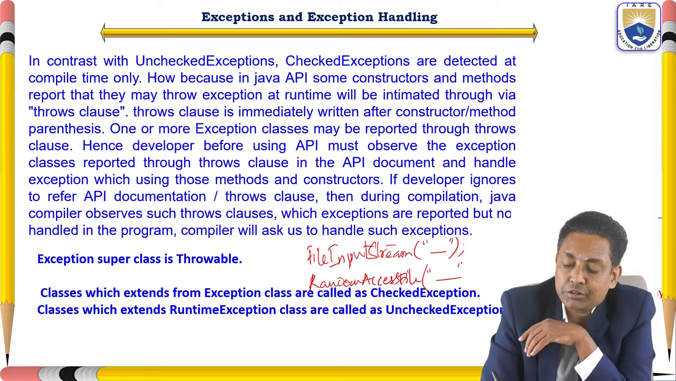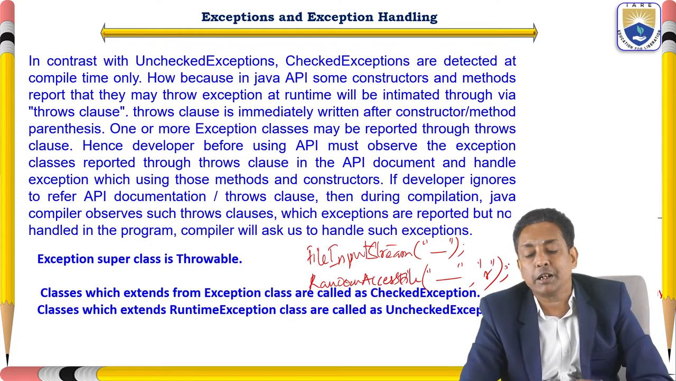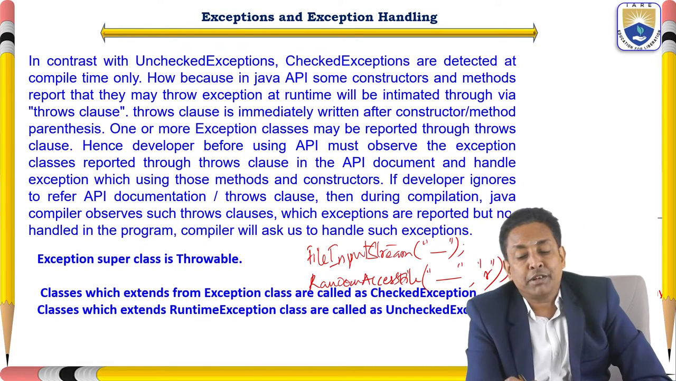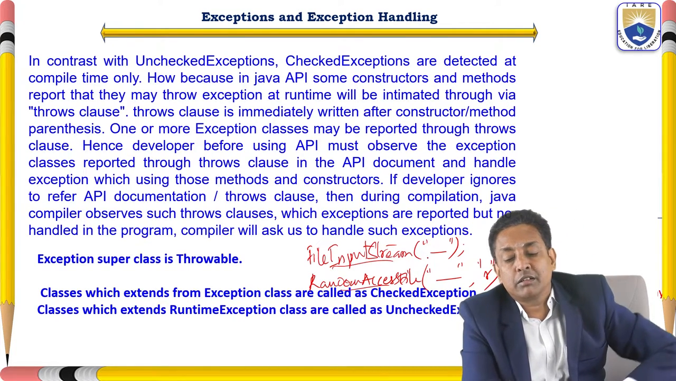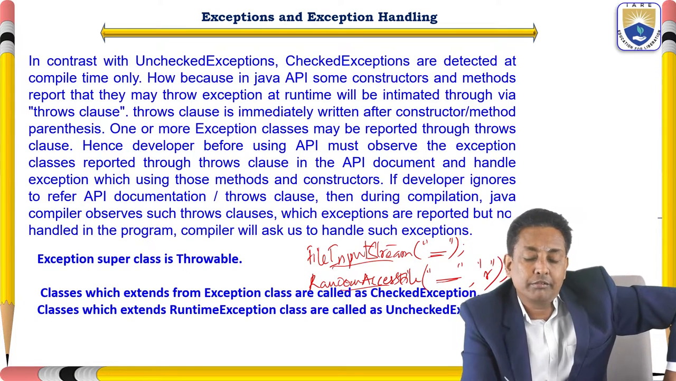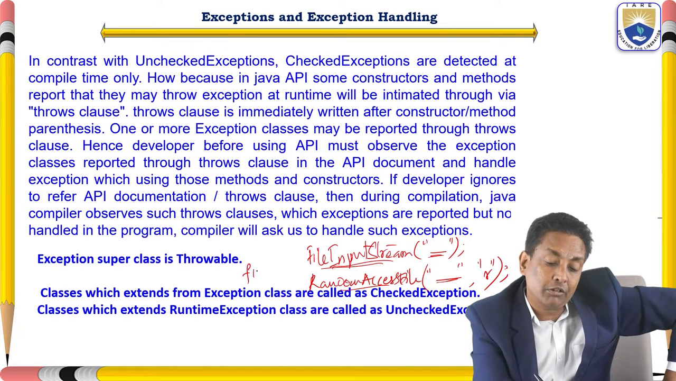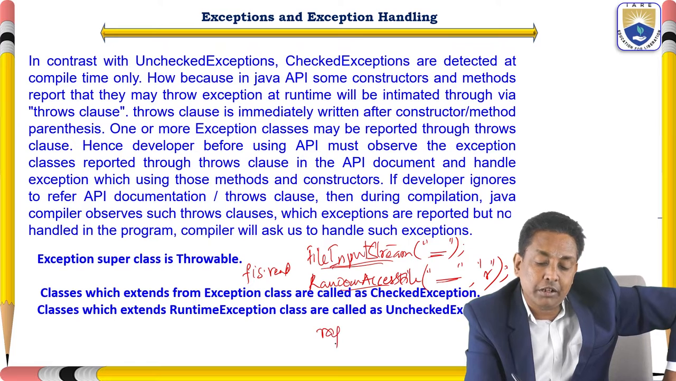Even in RandomAccessFile, you need to give the file name as an argument, and whether you want to open it in read mode or read-write mode. Using FileInputStream or RandomAccessFile, we are giving some file name. Our intention is to read that file through this FileInputStream, because the FileInputStream class has a method called read. RandomAccessFile has a method called readLine. Various methods.